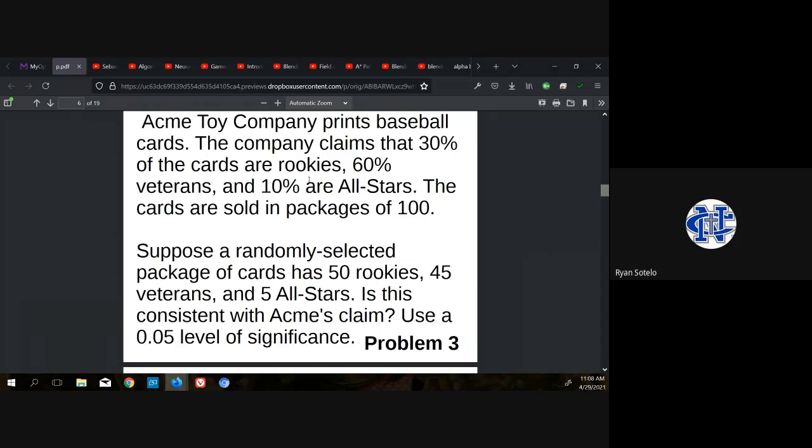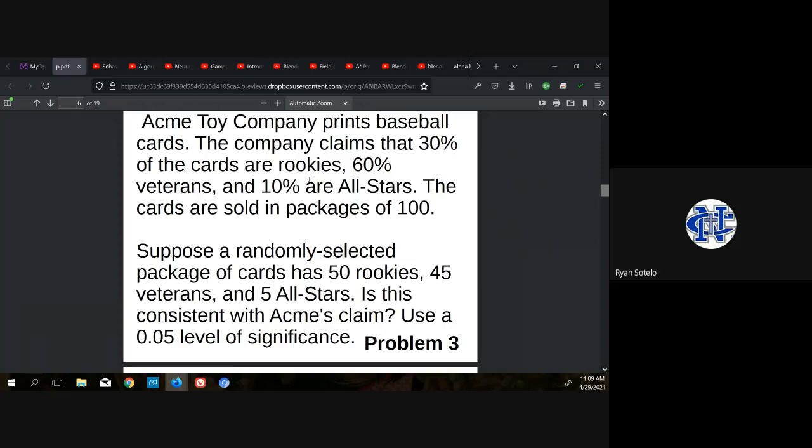Hold on, let me find it. If you have this, let's start with this one. All right, so we go to the top and we start there. Is this categorical information or is this quantitative?